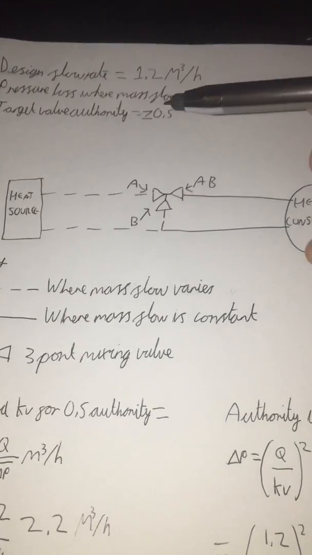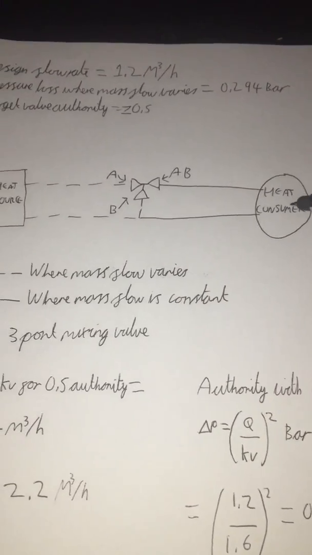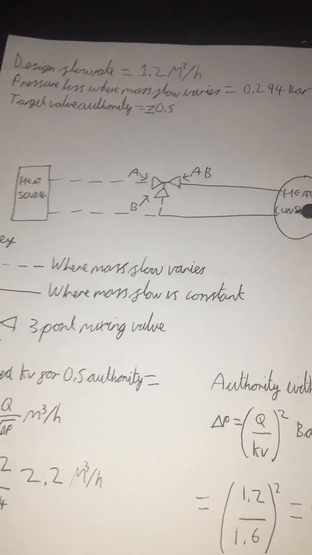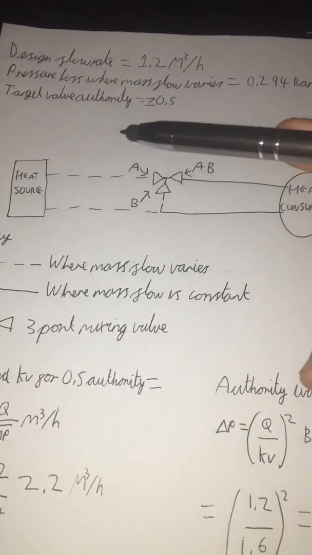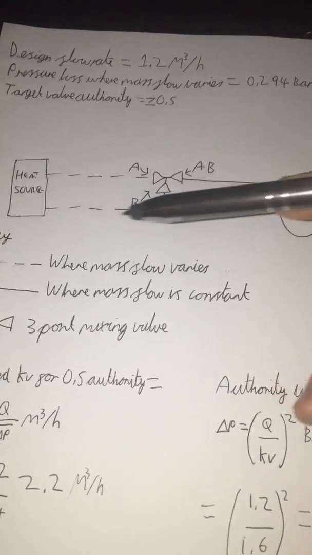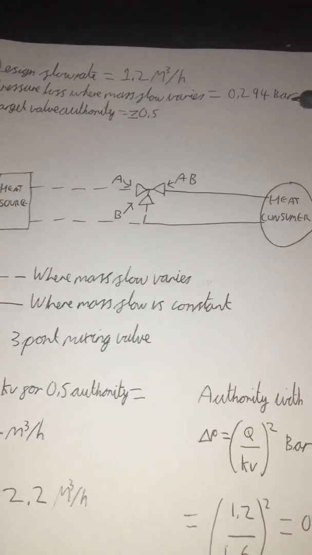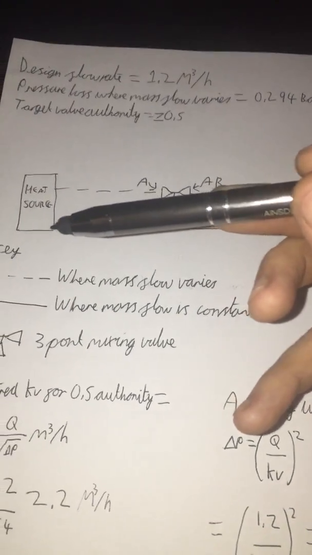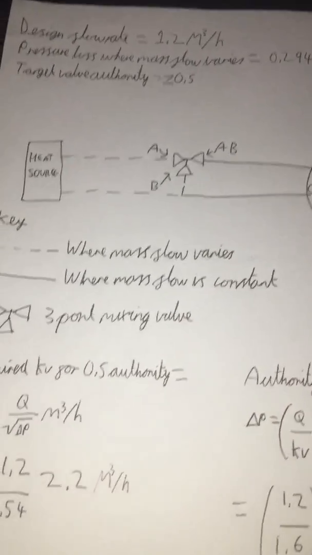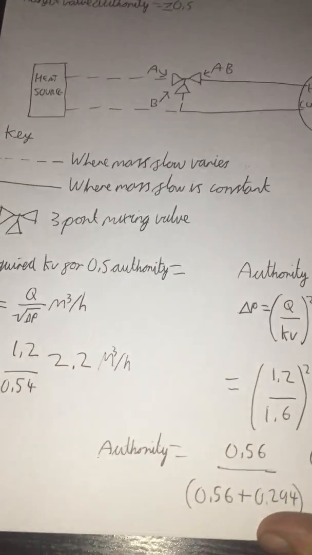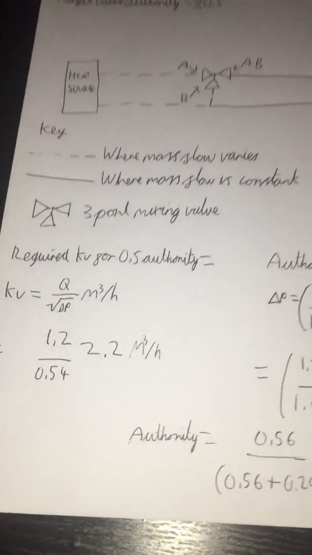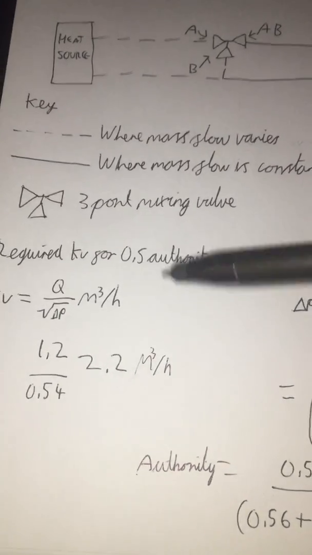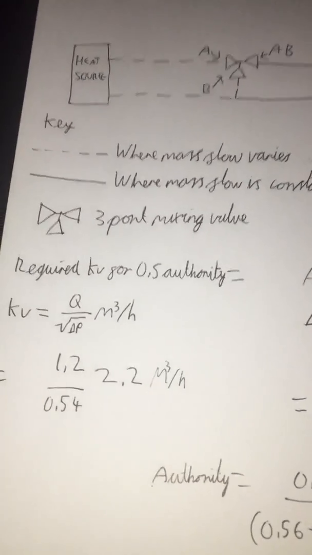Okay, so let's say we have a design flow rate through here of 1.2 cubic meters per hour, and we have a pressure loss, where the mass flow is varying and the valve is controlling it, of 0.294 bar, which was around 3 meters head. What we need to do is find out what kV value valve we need to select. So we'll go for a target authority of 0.5.